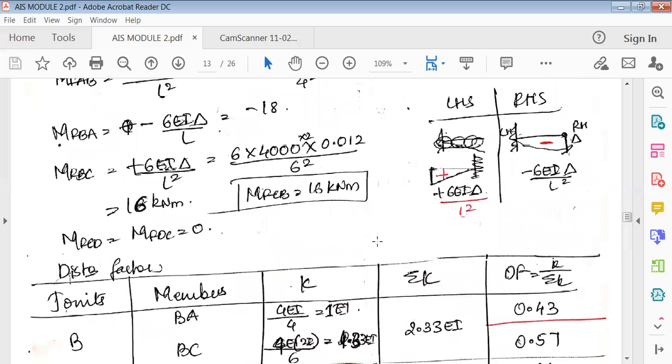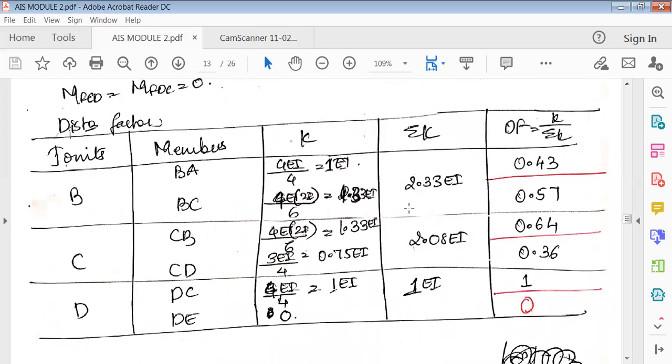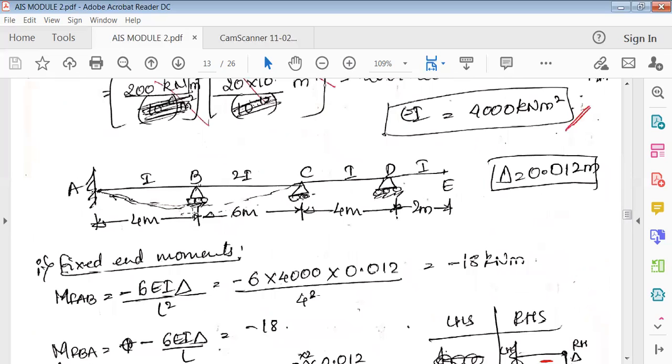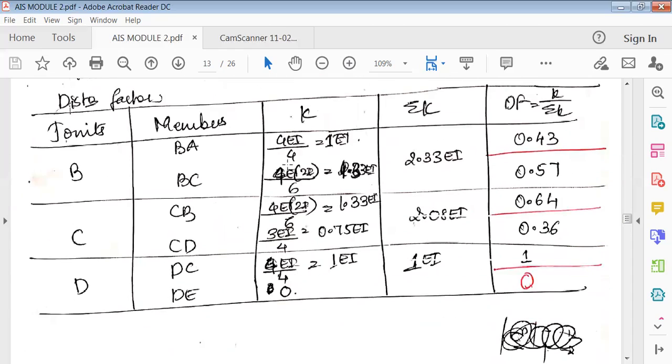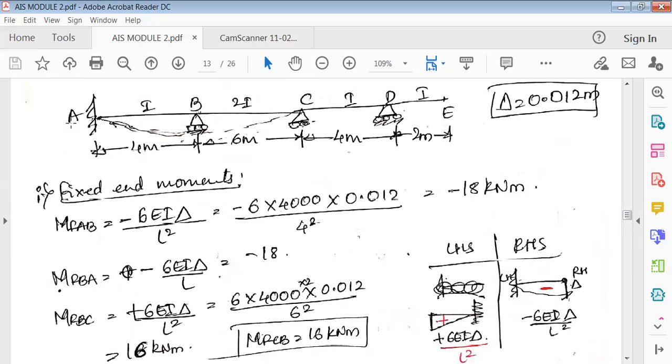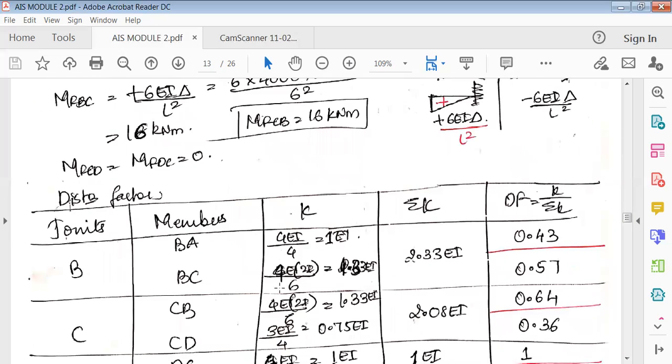For you all to understand, it's a quick note: LHS, RHS, you can just write like this. Next, the joints. Here joints B, C, and D. So BA, BC, CB, CD, DC, DE. You have to write all this. BA: this end support is a fixed support, so BA is 4 EI by L. BC, again C is an intermediate support, so it is also 4 EI by L. So both are 4 EI by L.